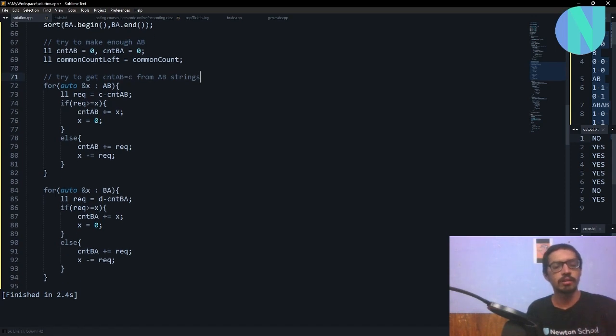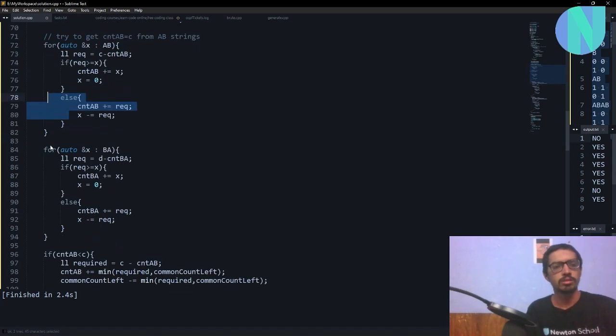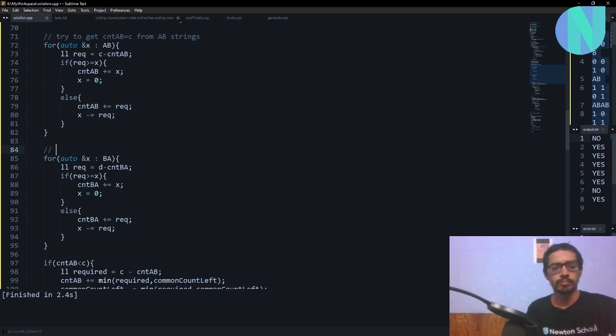So you can see my loop here. I don't think I need to explain this. And then similarly do for BA. Try to get BA from count BA equal to D from BA strings.